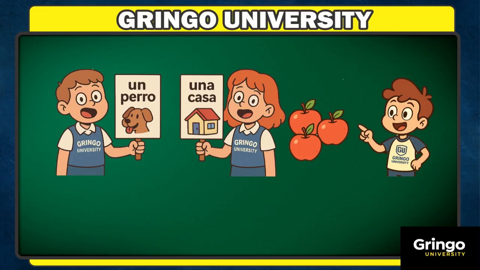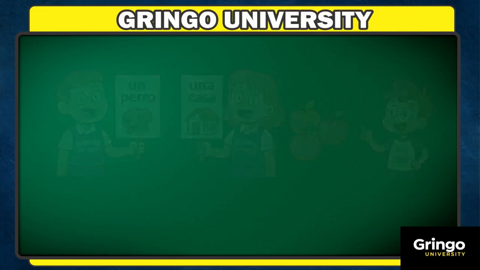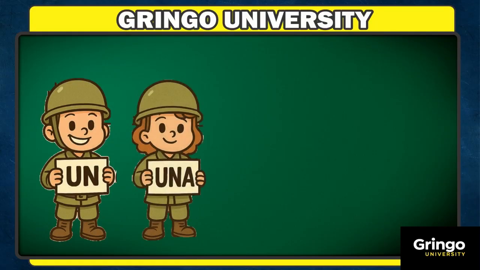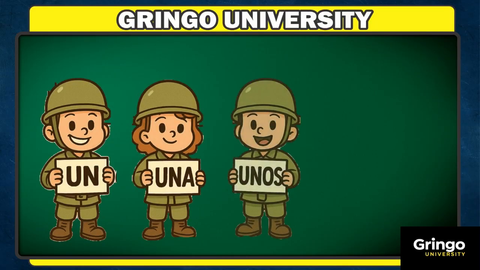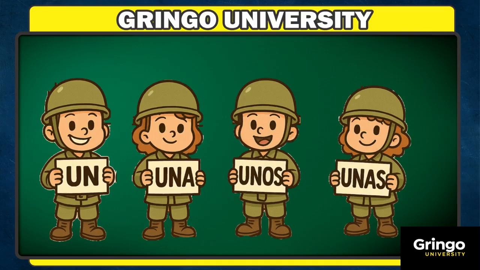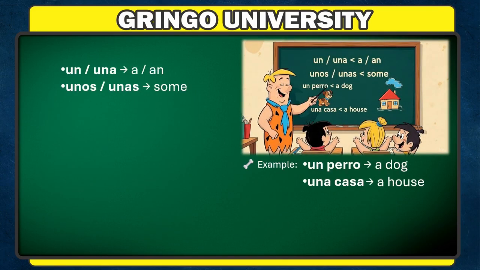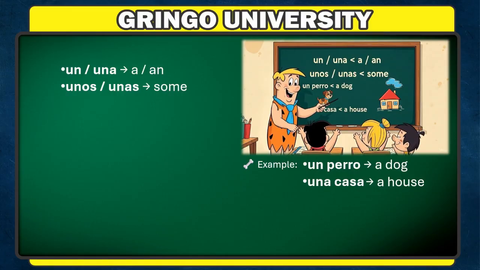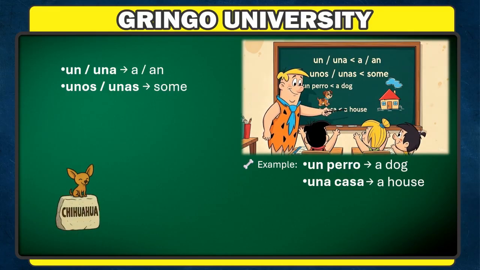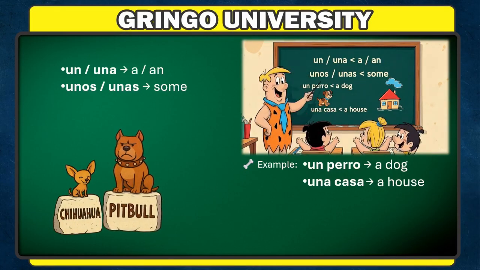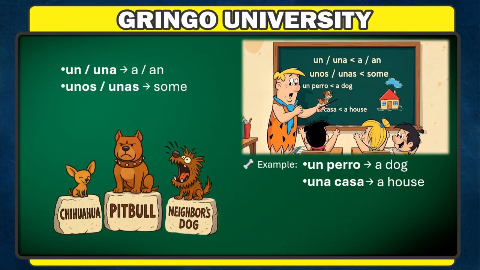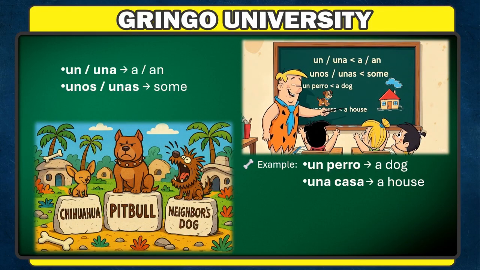So in Spanish, we only have four little soldiers: un, una, unos, unas. That's it, just four. I know you're impressed already, but don't clap yet. Here's the deal. When you say in English, a dog, you don't care which dog, right? It could be a chihuahua, a pit bull, or your neighbor's dog that barks at 3 a.m. every single night. In Spanish, we do the same. We say un perro. Easy.